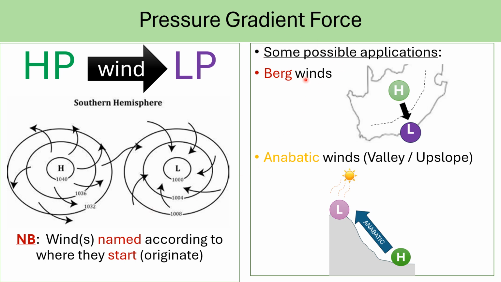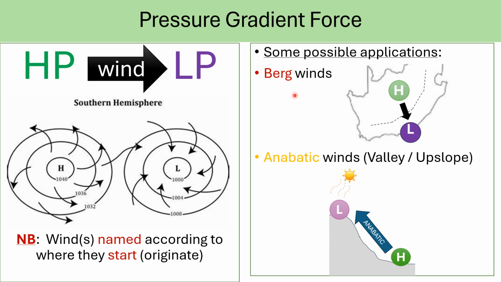Berg winds, for example, start over the interior of South Africa, blow down the mountains or the bergs of the escarpment towards the coast. For berg winds to develop, we require a high pressure over the interior and a low pressure along the coast. The location of the high pressure and the low pressure sets in motion the pressure gradient force. Interestingly enough, berg winds are a winter phenomenon.